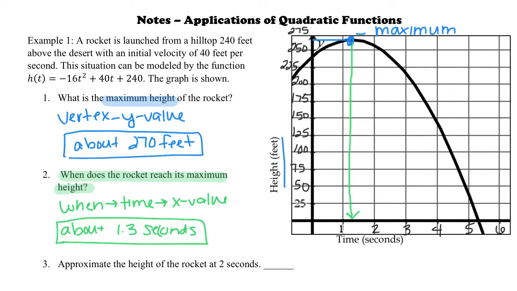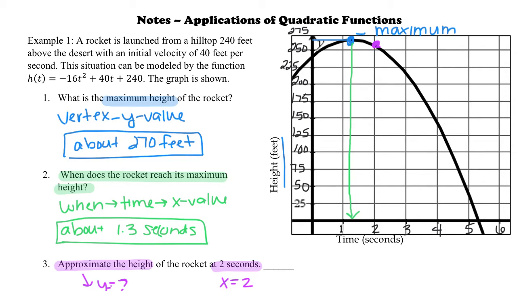Don't just say 1.3. Number 3, approximate the height of the rocket at 2 seconds. So it's telling me that I want 2 seconds and it says approximate the height. That means I want to know what is y when x is equal to 2, because your seconds is your x. So we're going to go to 2 on the x-axis, find where it hits my graph and plot a point. So here's where the rocket is at about 2 seconds.